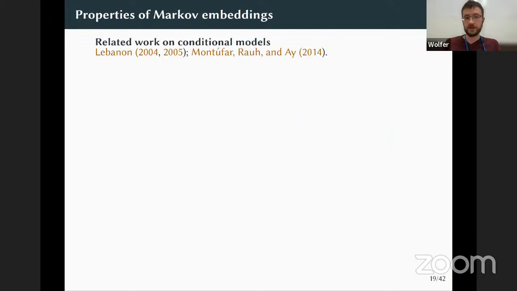We want to mention some related work on conditional models by Libano and Montefort. However, their mappings are different from ours, and so what we will say now is not exactly the same.